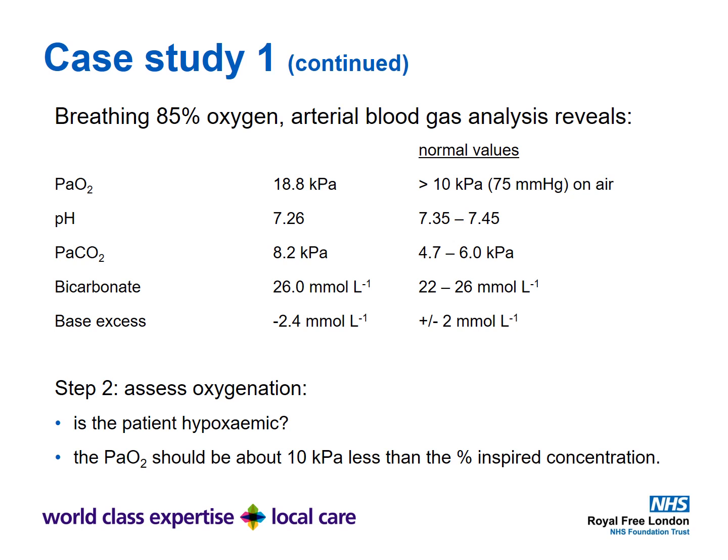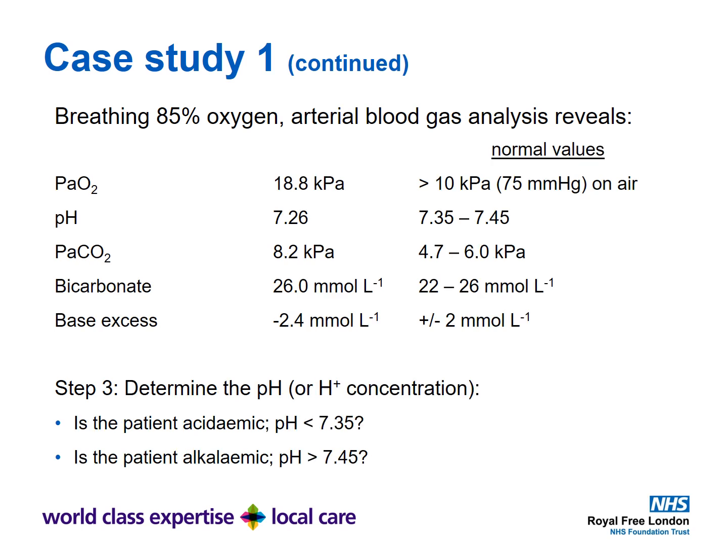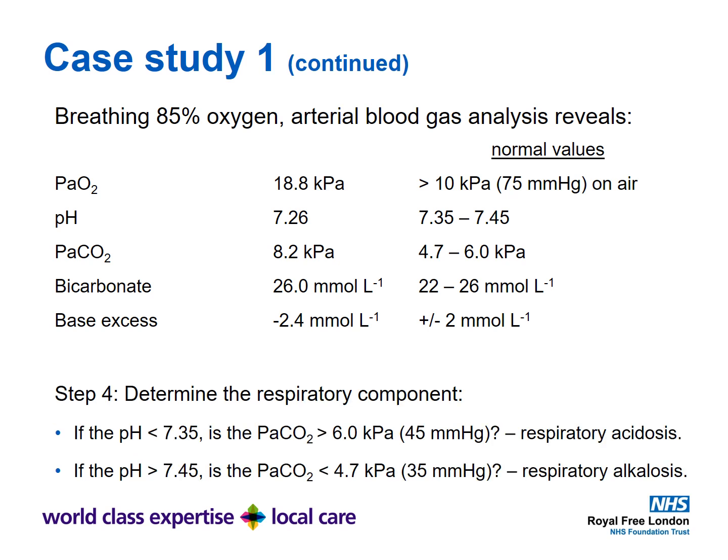Remember that your PO2 should be 10 kilopascals less than the fraction of inspired oxygen. She's on 85%, so we'd expect 75. Hers is nearly 20, so again the gradient there is about 60. Therefore, she probably has significant chest and thoracic injury. We're going to determine the pH, so she has a pH of 7.26, therefore she is acidotic. We're going to now determine the respiratory component, so her pH is less than 7.35 and her PCO2 is greater than 6, therefore she has an acute respiratory acidosis.